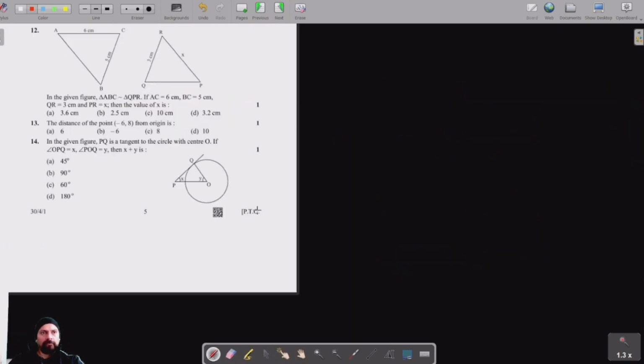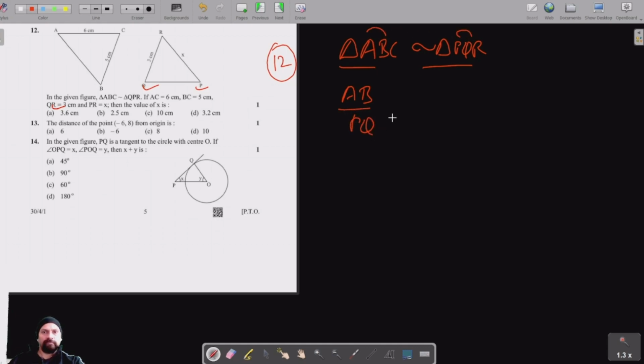For question number 12, it's given that the triangles are similar. The triangle ABC is similar to triangle PQR, and AC, BC, QR are given. If the triangles are similar, that means their corresponding sides are in ratio. This is the symbolic form: AB by PQ is equal to BC by QR, which is equal to AC by PR. Now AB and PQ are not given, so we will not consider this.